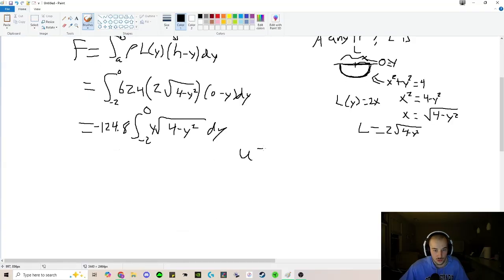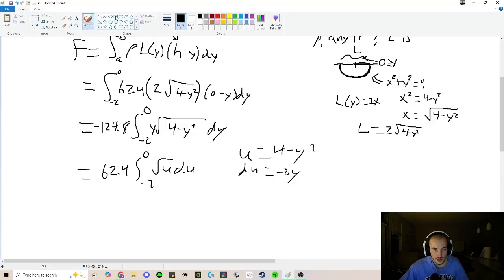So now we say that u equals 4 minus y squared, du equals negative 2y dy, and we can actually have our negative 2 fine. It's going to be 62.4, and we're going to divide by negative 2 here. So this is going to be equal to 62.4 times the integral of square root of u du. And actually, these are not negative 2 to 0. It's going to be u-bounds. What are u-bounds going to be?